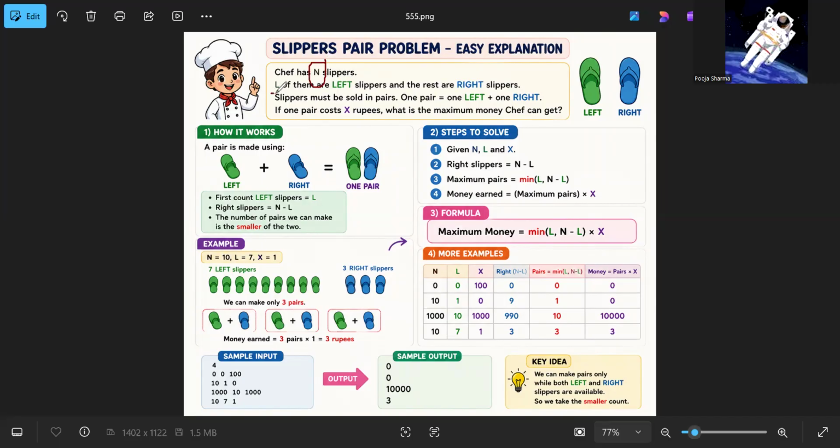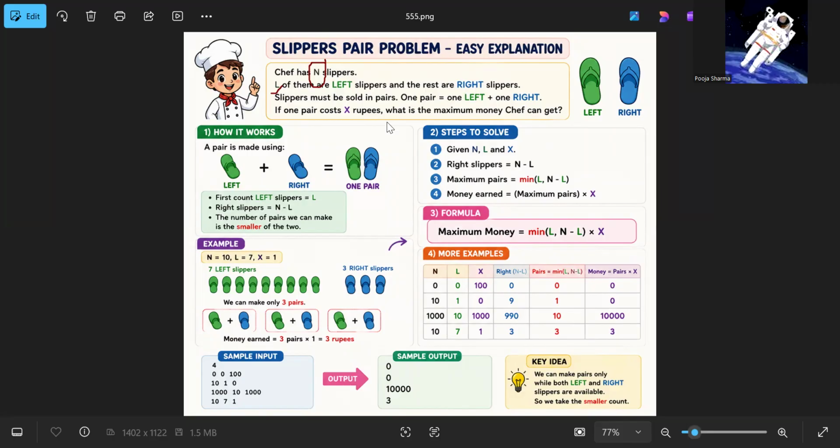L is for left, right? And the rest are for right. Now, slippers must be sold in a pair. One pair equals one left plus one right. If one pair costs X rupees, what is the maximum money chef can get? Right? So this is the problem.